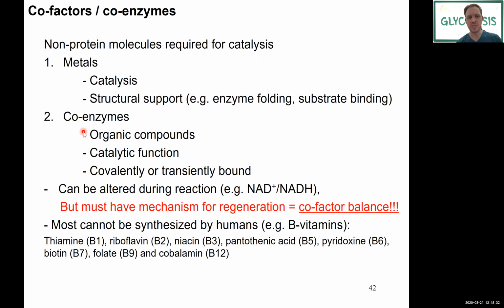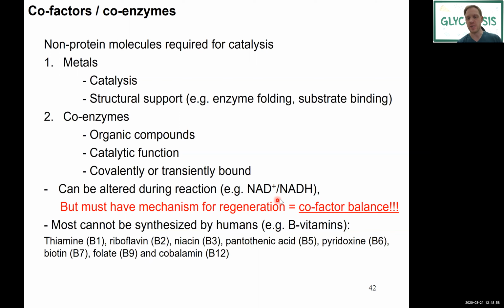For the coenzymes, another important aspect is that these can be altered during the reaction. So they themselves can change. And one of the examples that we will use today for glycolysis is our NAD or NADH. So this can exist in an oxidized or reduced state during catalysis. And I'll go into more detail just in a minute.